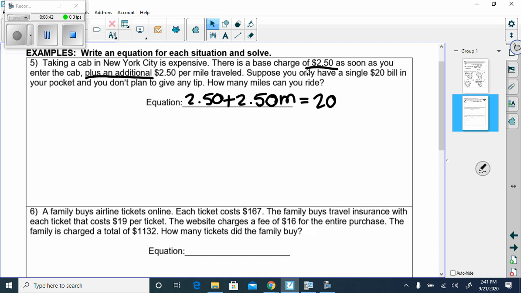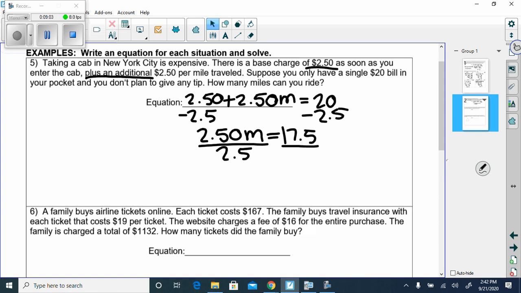So what am I doing first? Alright. Subtract the one without the m, right? Okay. So now I have 2.50m is equal to 17.50, and now I can divide. 17.5 divided by 2.5 would get you 7.